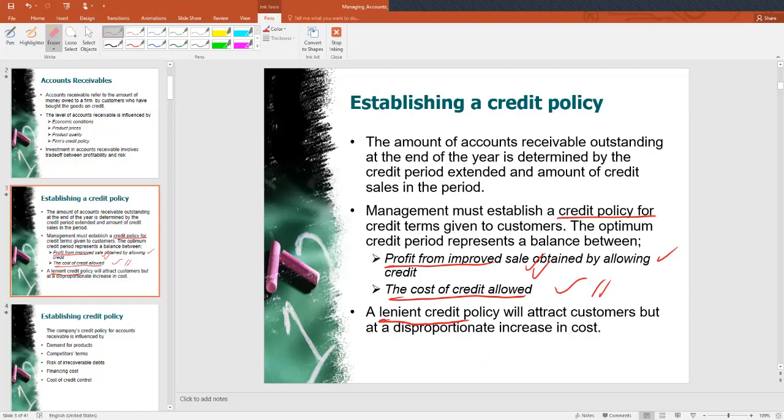We call it a stringent policy. Don't forget, both policies have their own cost implications. Whatever policy you follow, whether lenient or stringent, we are going to be strict to the customer in terms of the conditions they must achieve first, for example, before you can sell on credit. Either way, both policies have their own benefit. But of course, you take the one that is going to maximize your net benefits as a company. Clear?